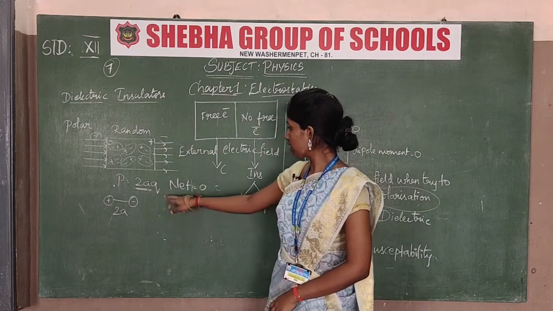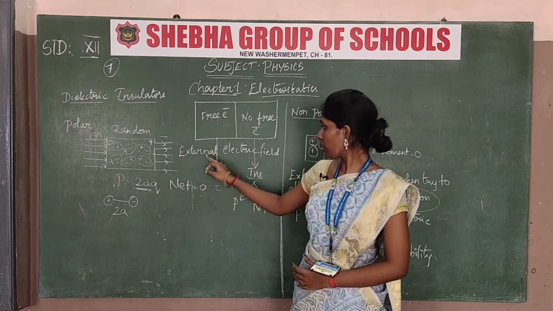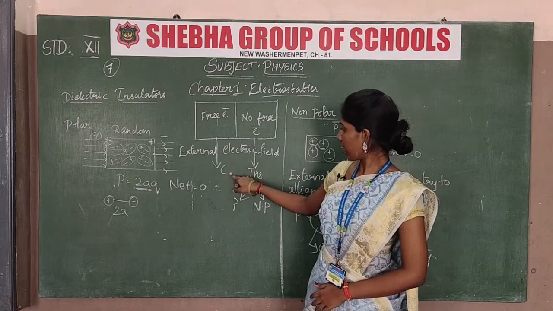So 2A is a Q, which is a charge. Here the net charge is equal to 0. So here we take a conductor and the insulator.